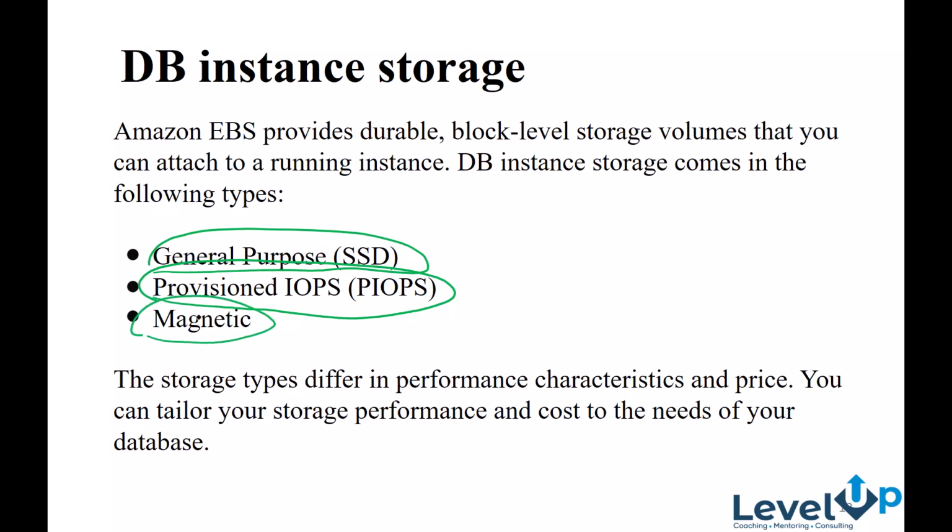Basically, here the performance matters. If you're storing the data here, you'll get high IOPS and the performance is good. And if you want to reserve the IOPS, that means I want this number of IOPS, then you can do provisioned IOPS. The cost will be a little higher. Among all these three, magnetic has less performance, and obviously the cost is also less. So the storage types differ in performance characteristics and price. We can tailor to our needs based on the performance that we want. We can choose the storage type, and based on that, the cost will also differ.